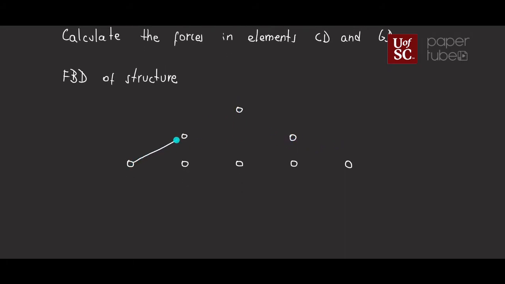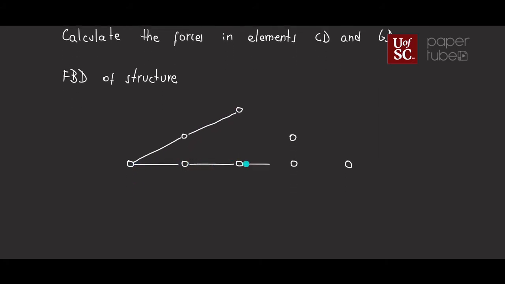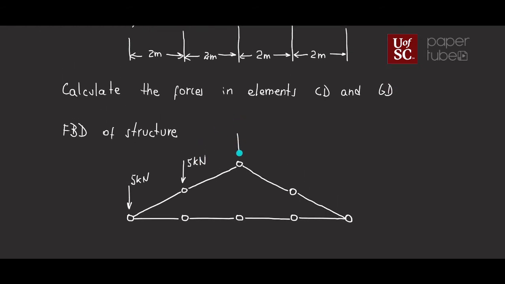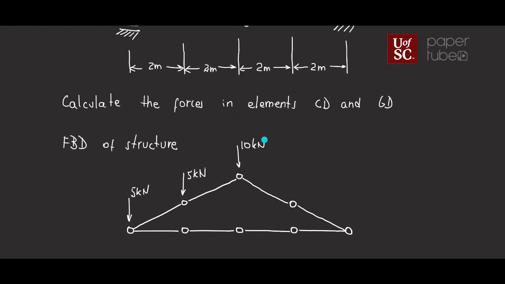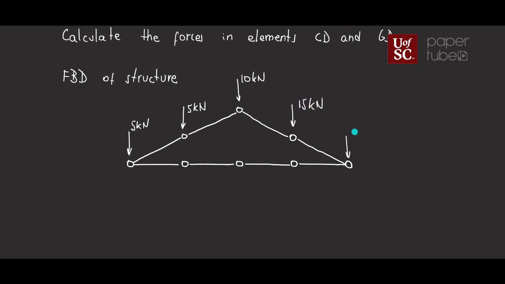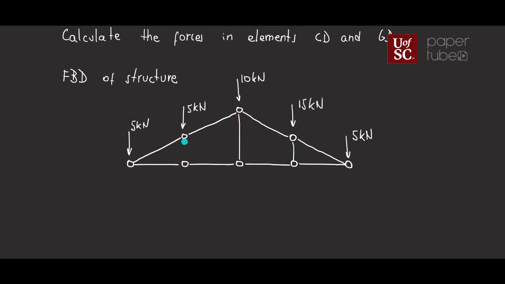Here are my nodes, my elements go like this. Now I have a 5 kilonewton force here, another 5 kilonewton force here, a 10 kilonewton force here, 15 kilonewton force here, and 5 kilonewtons here. Okay, do the rest of my drawing.